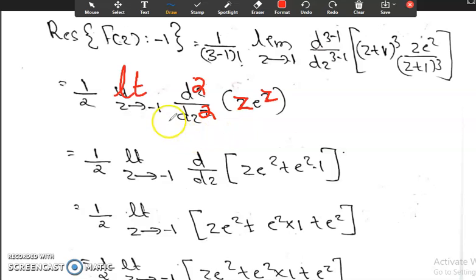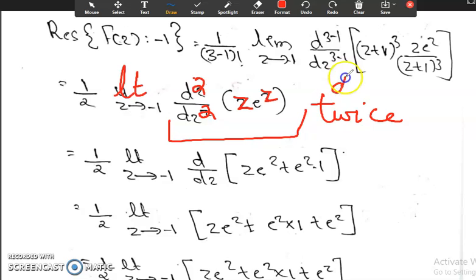Now what we have to do, we have to differentiate this twice, because you have a square. d square by dz square means you have to differentiate 2 times. So for the first derivative you can apply the uv form: u into v dash plus v into u dash. z into e power z plus e power z into derivative of z, which is 1. Now again, one more time we have to differentiate.